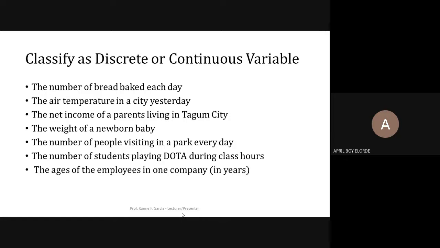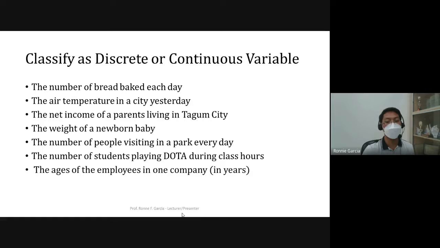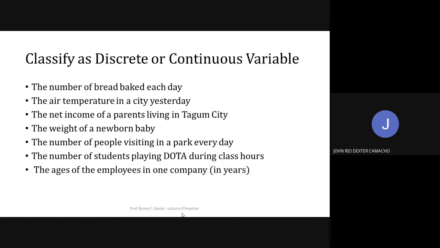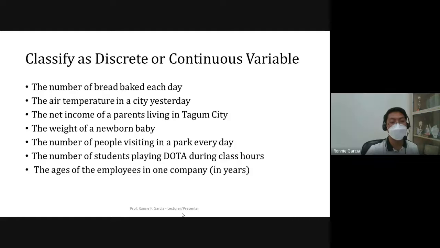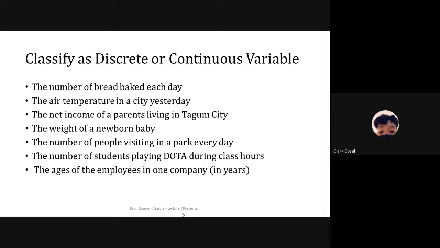The ages of employees in one company in years. Discrete. Hindi continuous kay kung continuous siya na ay 11.5. So, wala may months yung express. Years man siya, whole number man siya or counting number. So, it's a discrete variable. So, klaro na sa inyo ha?